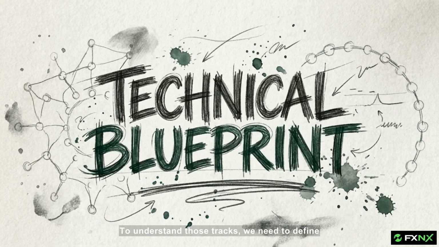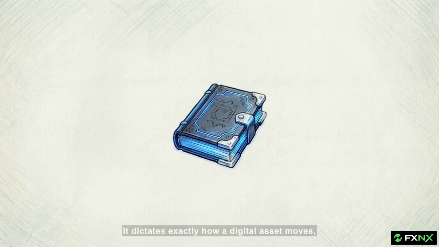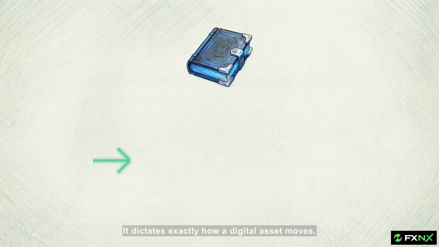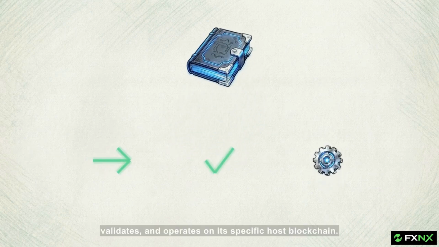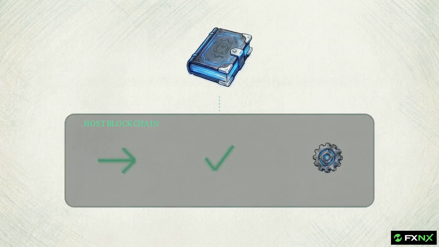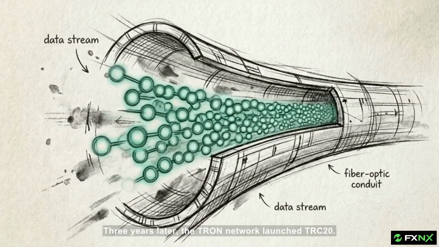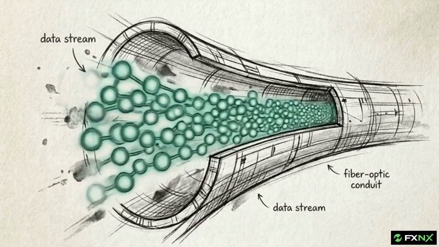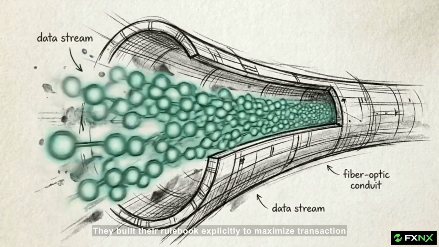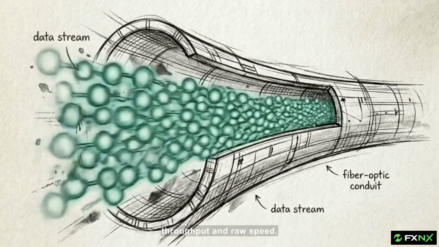To understand those tracks, we need to define what a token standard actually is. Think of it as a strict technical rulebook. It dictates exactly how a digital asset moves, validates, and operates on its specific host blockchain. ERC20 is the veteran in this space. Ethereum launched it in 2015, establishing the blueprint for programmable, smart contract-based assets. 3 years later, the Tron network launched TRC20. They built their rulebook explicitly to maximize transaction throughput and raw speed.